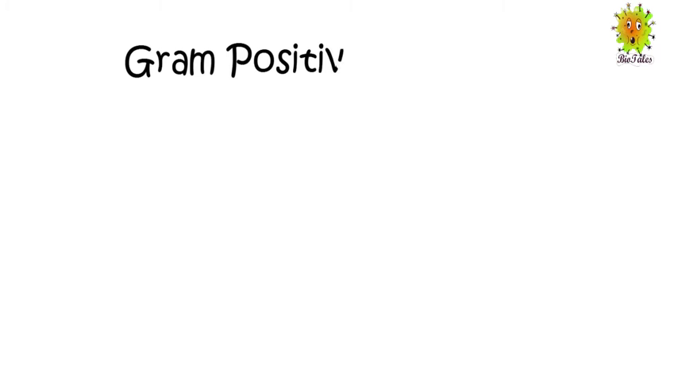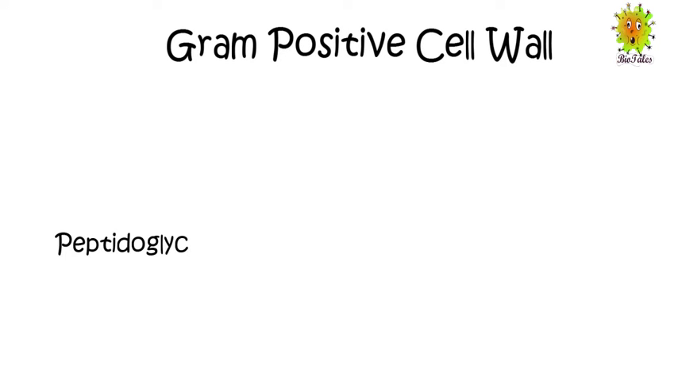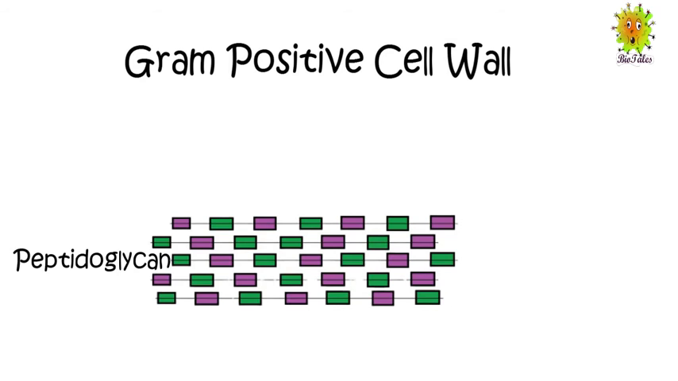Now let's talk about the cell wall composition of gram-positive bacteria. The cell wall of gram-positive bacteria differs structurally from the cell wall of gram-negative bacteria. The primary component of the bacterial cell wall is peptidoglycan. Peptidoglycan is a macromolecule composed of sugars and amino acids that are assembled structurally like woven material. The amino sugar component consists of alternating molecules of N-acetylglucosamine and N-acetylmuramic acids.